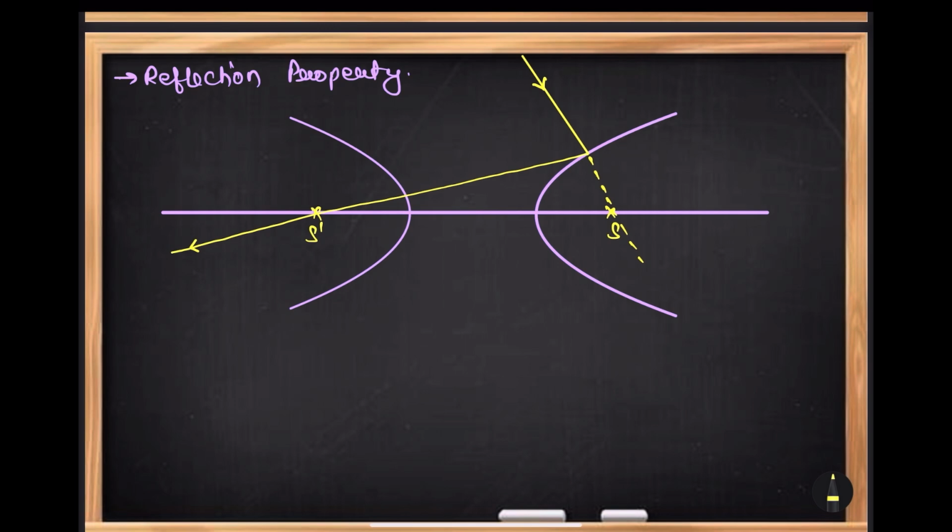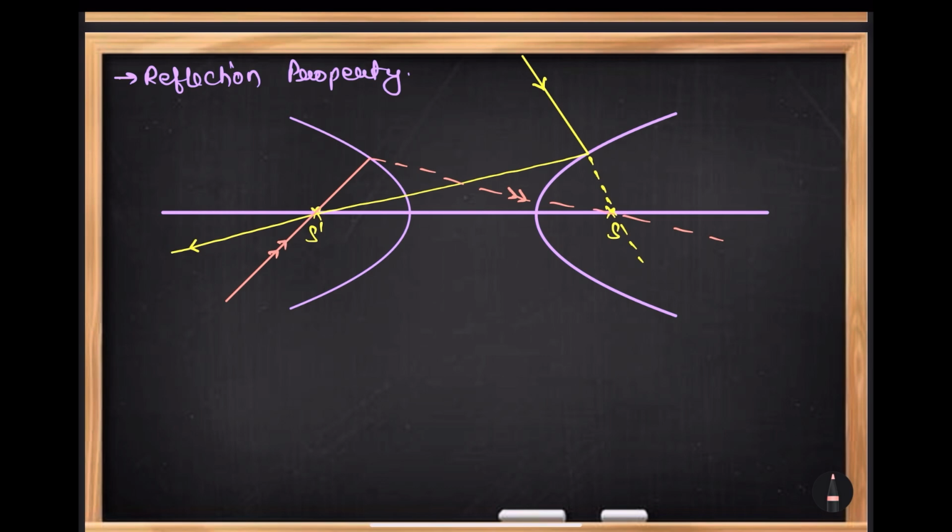This is what happens if the ray of light is coming from outside. Or suppose that the ray of light is passing through the inside part. So look at this, this is your incident ray. After reflection it will appear that it is passing through the other foci. Is it okay? I hope this reflection property is clear.